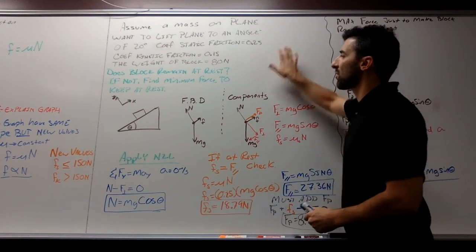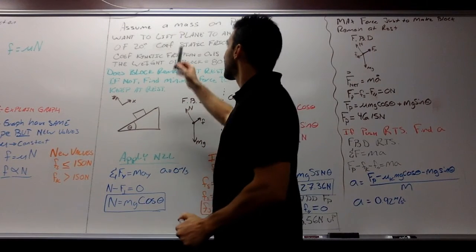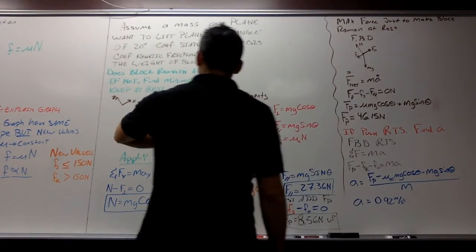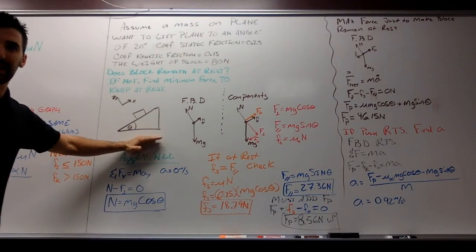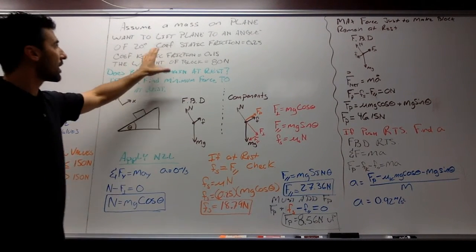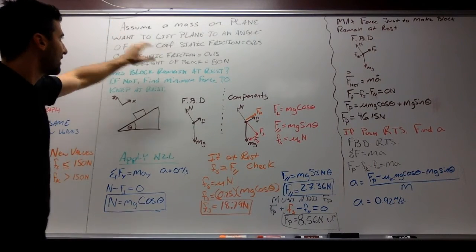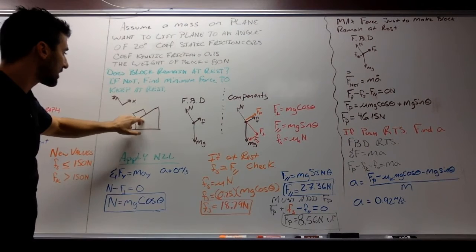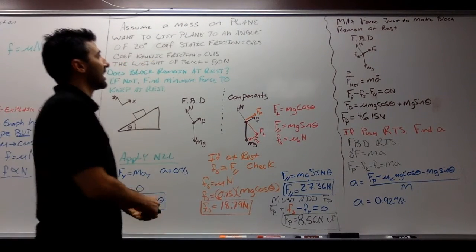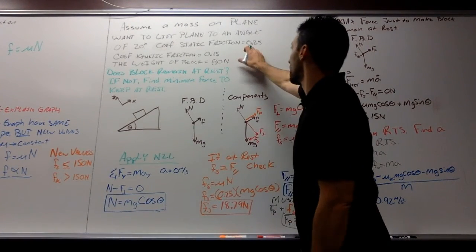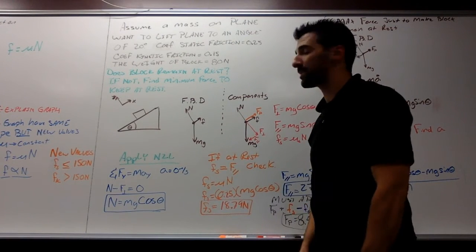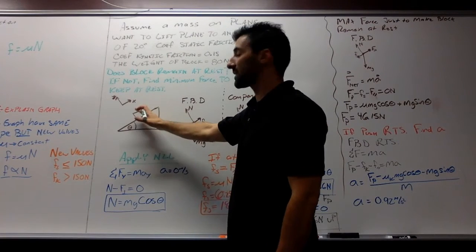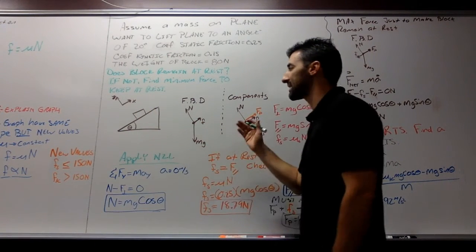All right, so now for an application problem. Let's assume I have a mass on a flat plane, and I want to lift that plane up to an angle of 20 degrees, like I have in my drawing here. I have an 80 Newton block, and between these two surfaces my coefficients of static and kinetic friction are 0.25 and 0.15 respectively. I want to know, as I increase that angle, will the block start to slide? In other words, will it pass the angle of repose?